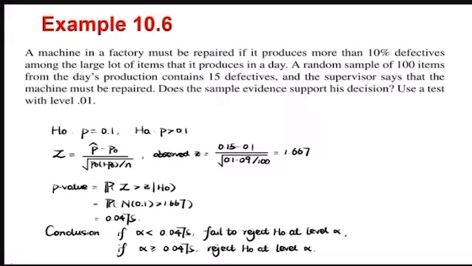We solved this problem before, right? A random sample of 100 items from the day's production contains 15 defective. And because 15% is more than 10%, the supervisor believes the machine should be repaired. The supervisor did not behave like a statistician. If I want to know whether there's a significant difference between two numbers, I need to conduct a standard statistical test, not just merely look at the numbers.